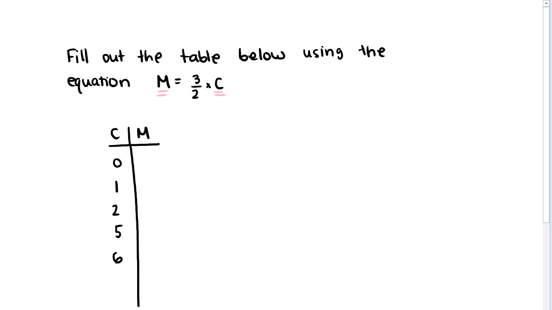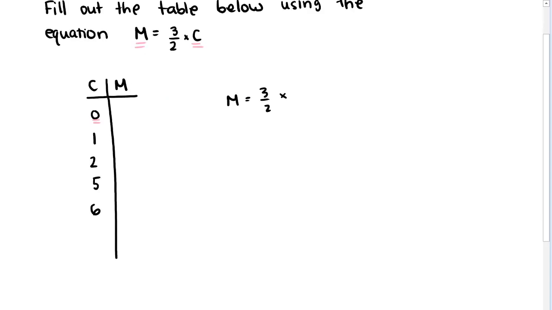Right, so here, if C is equal to 0, what is the value of M? Well, what we do is we take our equation, say M is equal to 3 over 2 times C, and in this case we're saying that C is equal to 0, right? So this is 3 over 2 times 0. Well, 0 times anything is 0, so here this comes out to be 0. What we're really saying is that M is equal to 0 when C is 0.